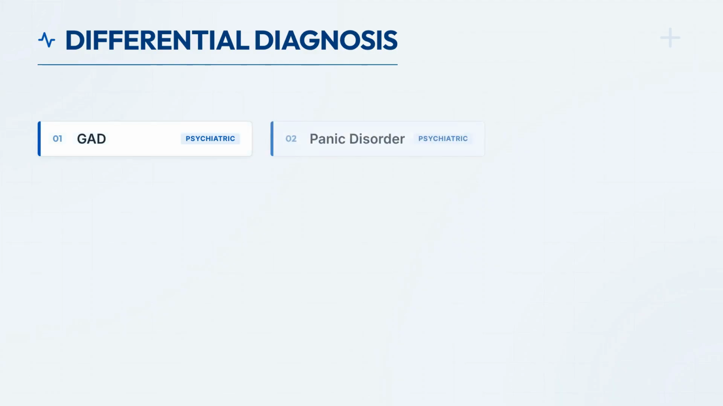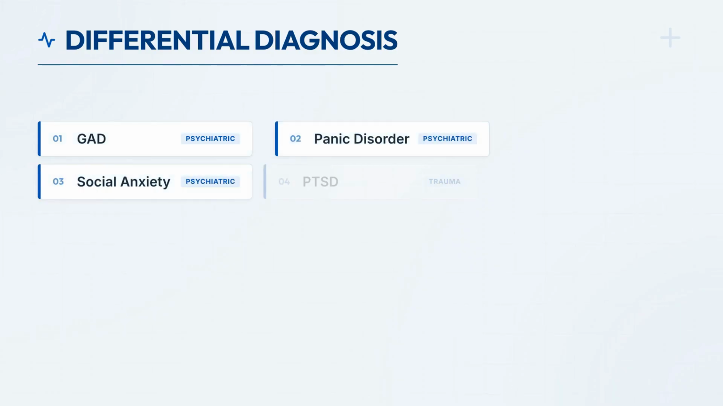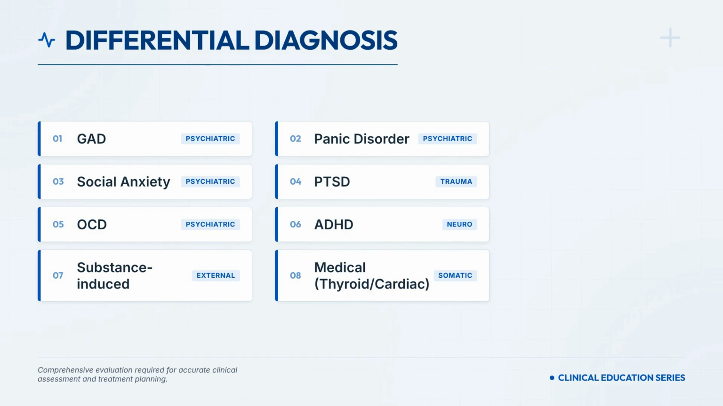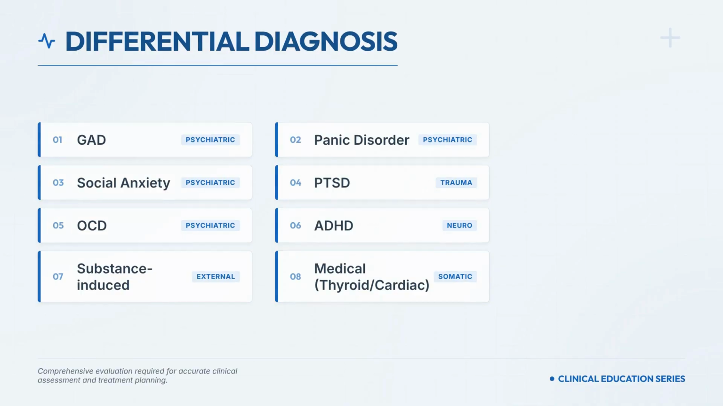But as PMHNPs, we must ask, is this generalized anxiety disorder, panic disorder, social anxiety, PTSD, OCD, ADHD, bipolar disorder, substance-induced anxiety, a thyroid problem, cardiac symptoms, medication side effects? That is why careful assessment matters.